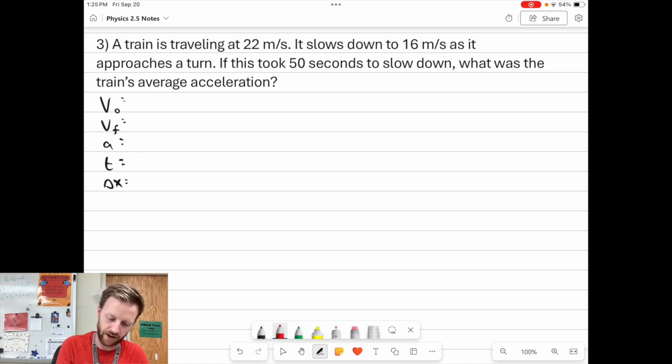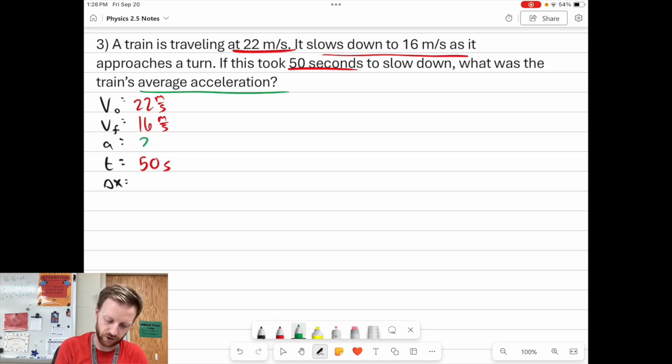Well, the train is traveling at 22 meters per second. It slows down to 16 meters per second. And it took 50 seconds to do that. You can see I'm moving a lot quicker now. What was the train's average acceleration? So I'm looking for A.